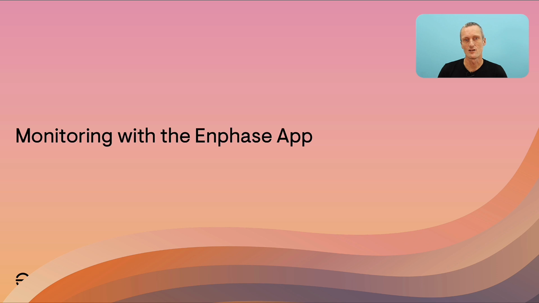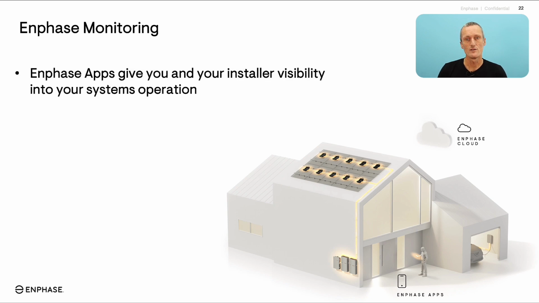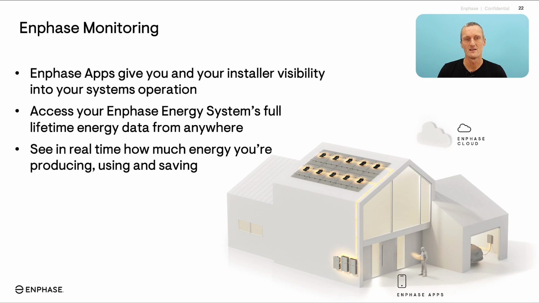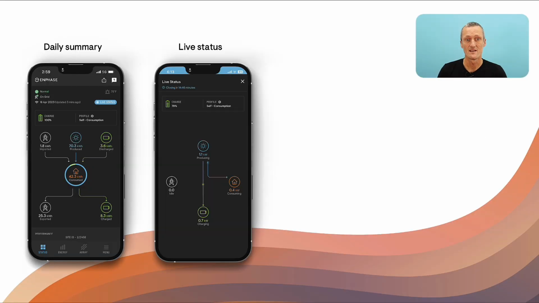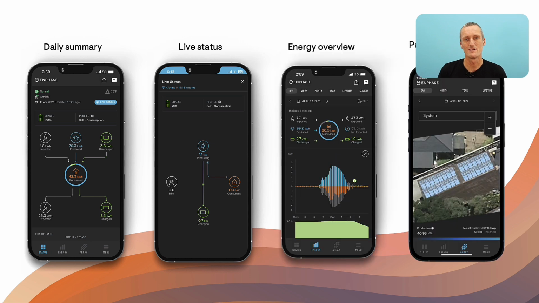We will now take a closer look at Enphase monitoring and the benefits that this brings to you. Some highlights of using the Enphase apps include: Enphase apps give you and your installer visibility into your system's operation. You can access your Enphase Energy System's full lifetime energy data from anywhere. You can also see in real time how much energy you're producing, using and saving. The Enphase app gives you a daily data summary, live status, energy overview screen, and also panel level monitoring.